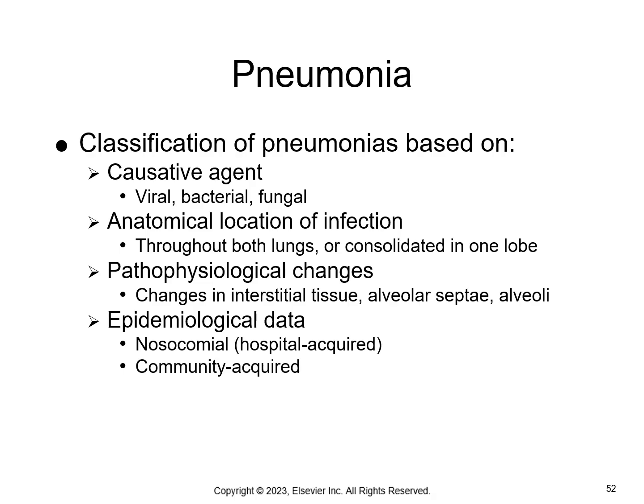Next up is pneumonia. Classification of pneumonia is often based on the causative agent. It can be viral, bacterial, or fungal. The pneumonia could be in both lungs or consolidated in one lobe, and it can cause changes in the interstitial tissue, the alveolar septae, the alveoli. Also, it could be nosocomial or community acquired.